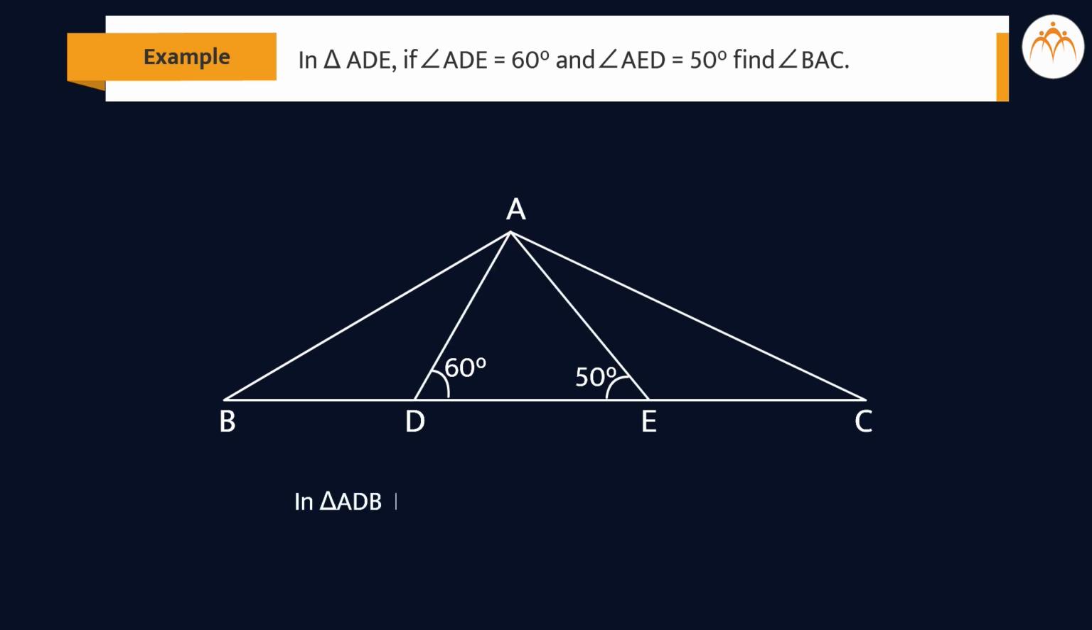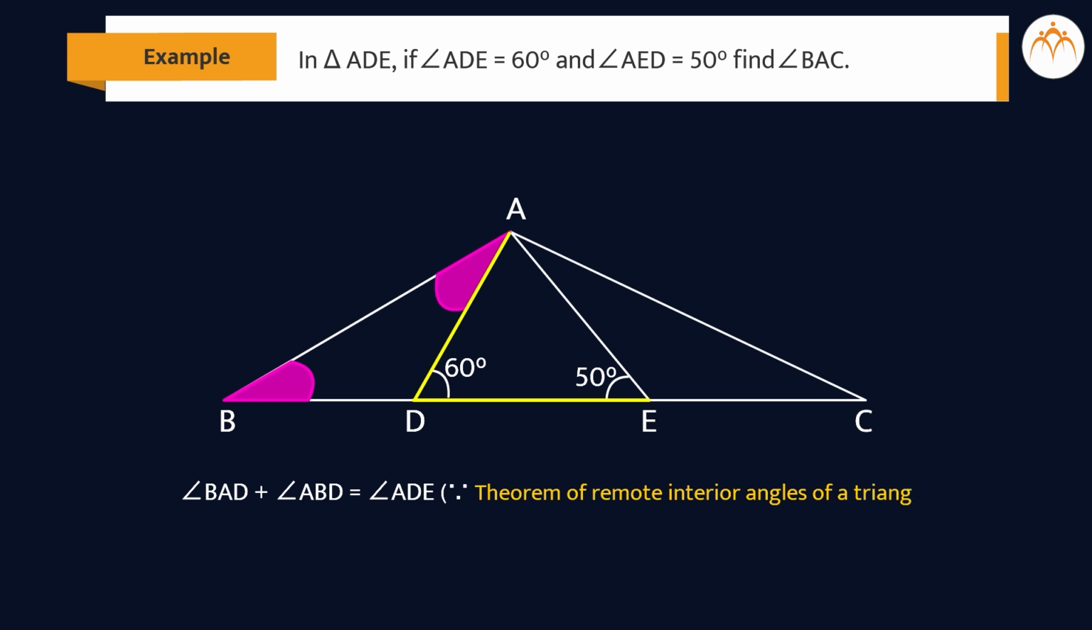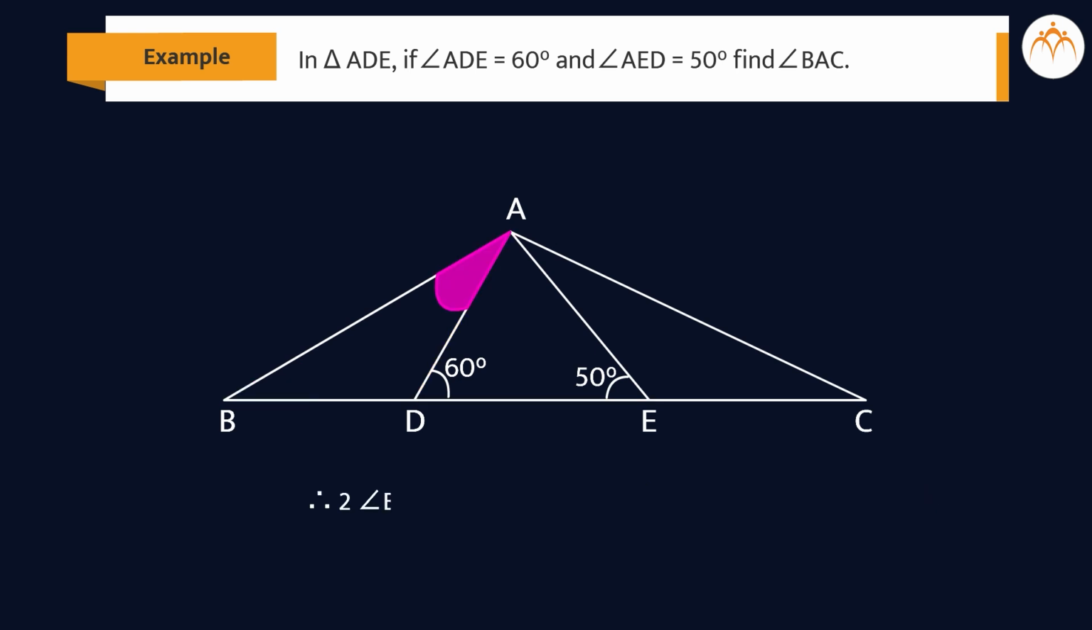In triangle ADB, BD is congruent to AD. This is from the figure. ADB is an isosceles triangle. Measure angle BAD is equal to measure angle ABD because these are the base angles of an isosceles triangle. Also, angle ADE is an exterior angle of triangle ADB. Therefore, measure angle BAD plus measure angle ABD is equal to measure angle ADE. Theorem of remote interior angles of a triangle. Therefore, 2 times measure angle BAD is equal to 60 degree. Therefore, measure angle BAD is equal to 30 degree.